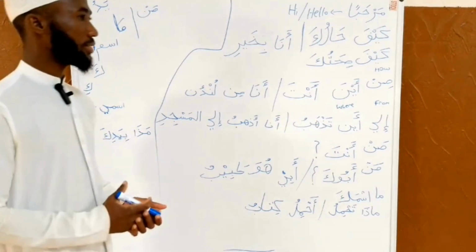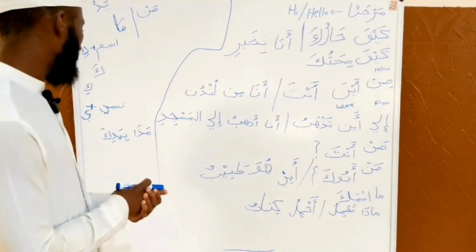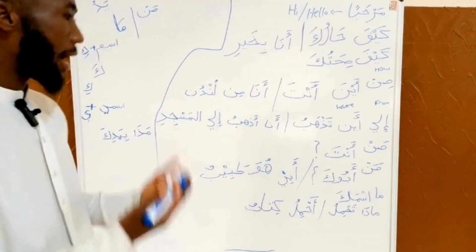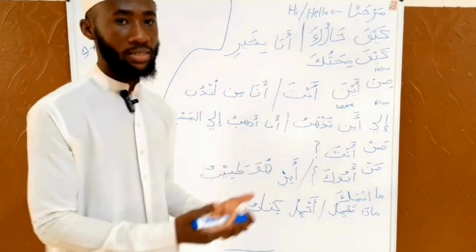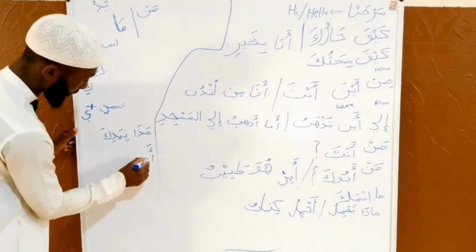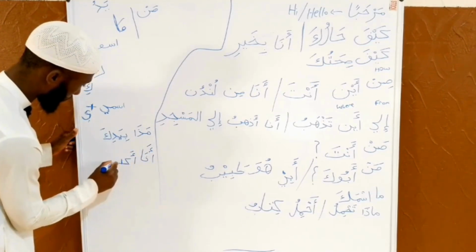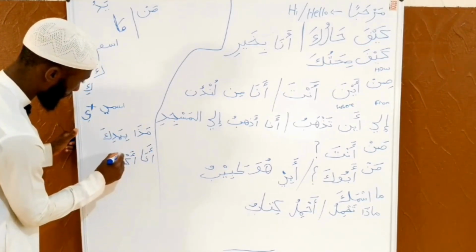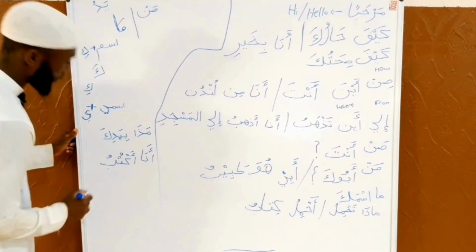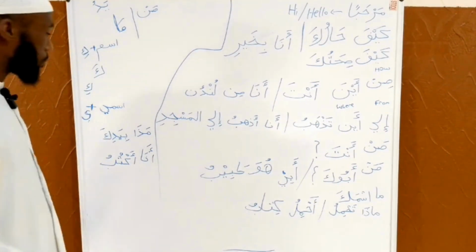Now let's make another phrase. I'm writing. How do you say I'm writing? Ana aktubu. That's ana aktubu.